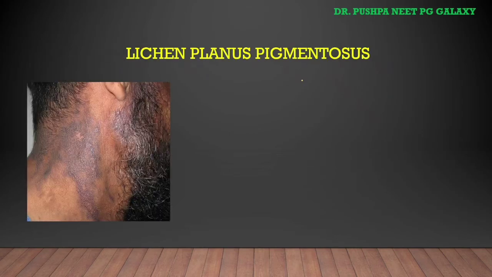Next one is lichen planus pigmentosus. As the name suggests, there are pigmented lesions mainly on sun-exposed areas. Usually these are asymptomatic, but for cosmetic purposes, patients will approach the doctor.